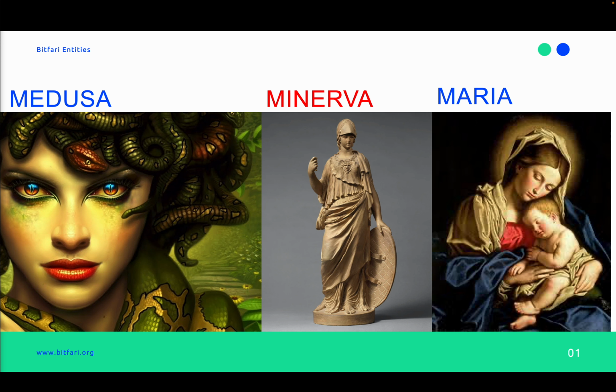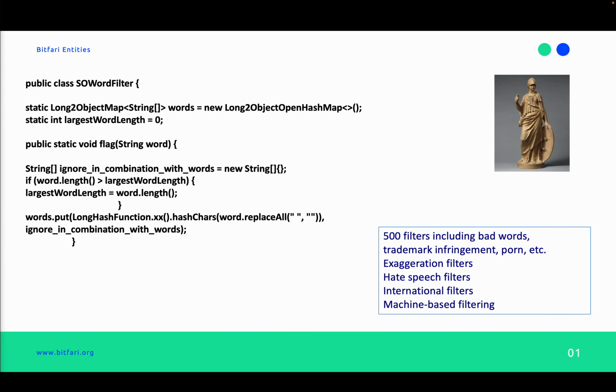They are not like the general Bitfari type network that we like to do basic explanations with. So Minerva is the component of this chain that is the intelligence component. It has over 500 filters. These are Java programs that filter bad words, trademark infringement. It has neural networks to filter porn. It has exaggeration filters, hate speech filters, international filters.